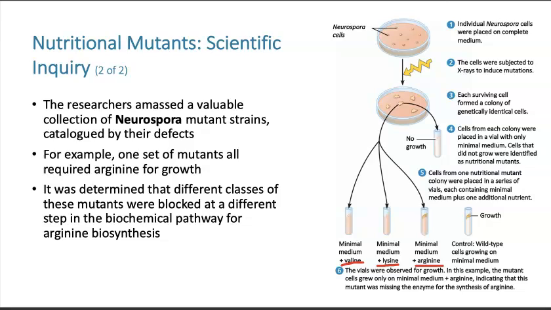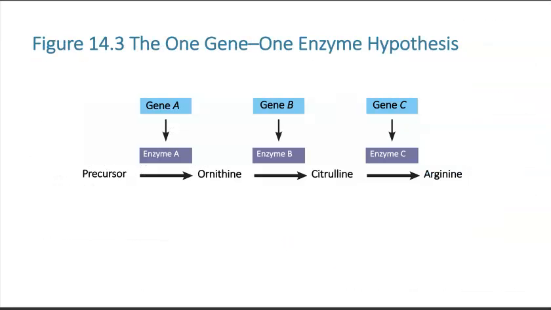One thing that they did find is that in all of the mutants that they created, there was one set of mutants that all absolutely required arginine for growth. So this one they thought was really interesting, because what was determined was that different versions of these mutants blocked a step in which they could make their own arginine, which is the fancy word for that is biosynthesis. This mutation blocked that pathway. So that was some good evidence for this idea of a gene influencing an enzyme.